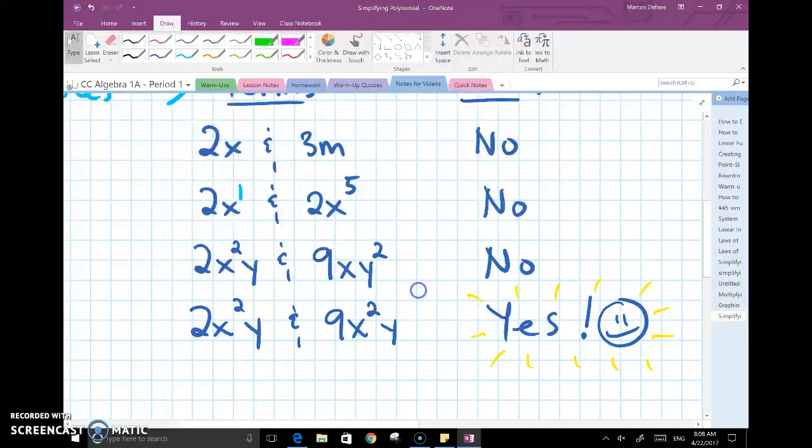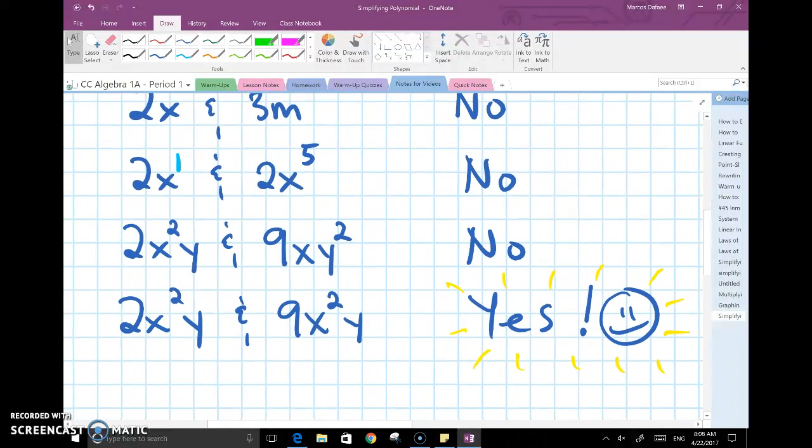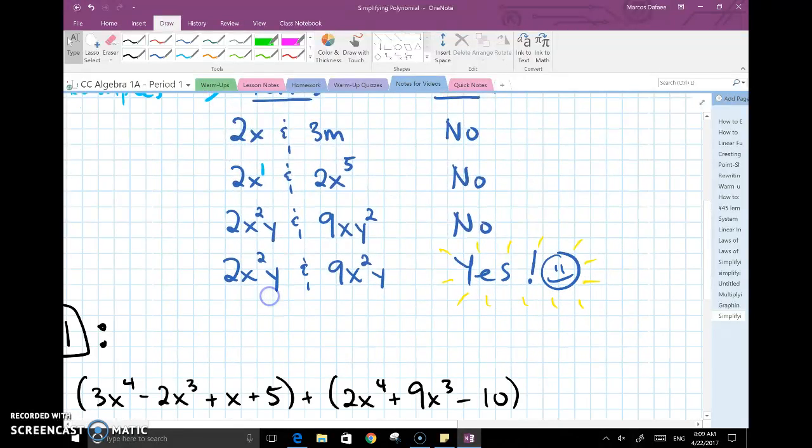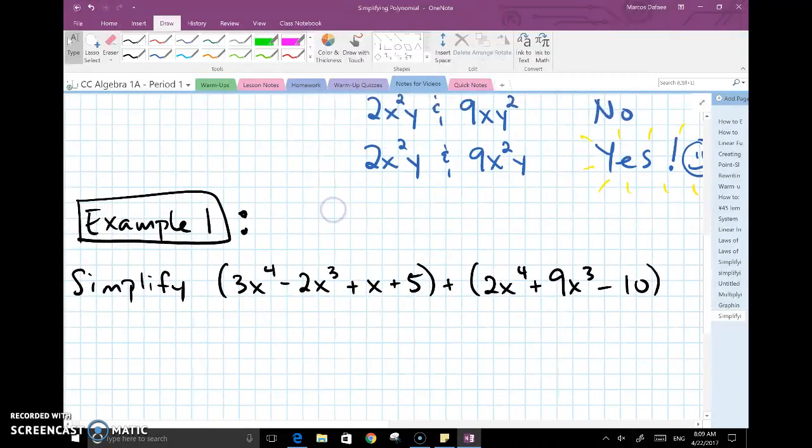In the last case, we have like terms. So yay, we finally got it. This is x to the power of 2 times y. This is also x to the power of 2 times y. Because the variable components are identical, they're like terms. The coefficients don't need to be the same. That's why I haven't been mentioning them. Okay, so with those things in mind, let's jump into our first example.